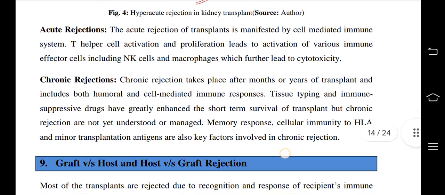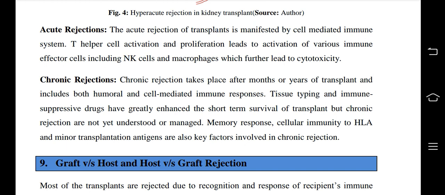Acute rejection. The acute rejection of transplant is manifested by the cell-mediated immune system. T helper cell activation and proliferation leads to activation of various tissue effector cells including NK cells and macrophages, which further lead to cytotoxicity.